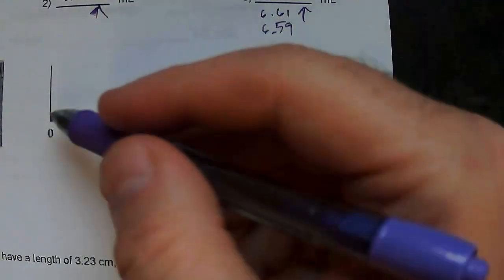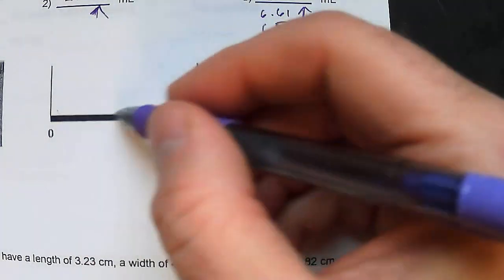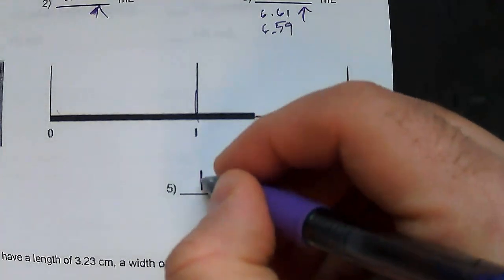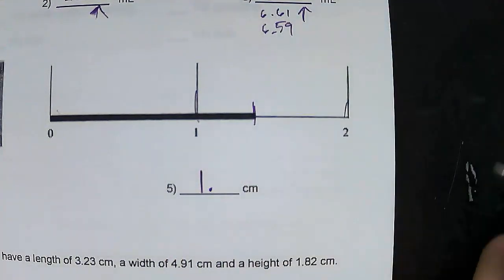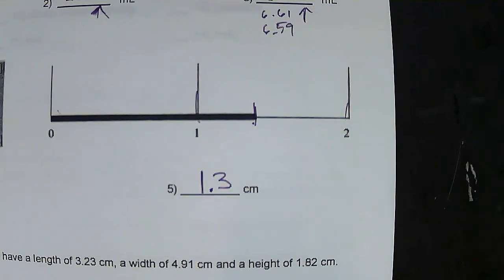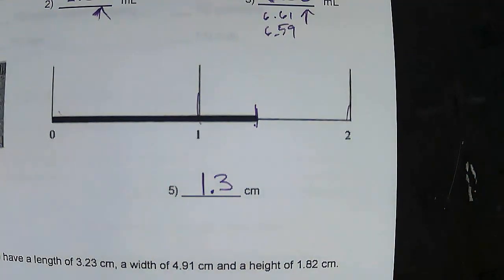And then the last one here, this looks like something in the lab. Notice it only gives you 1, 2, so we know it's 1 point something, and so we're going to estimate where this is, so we're going to say that this is 1.3.